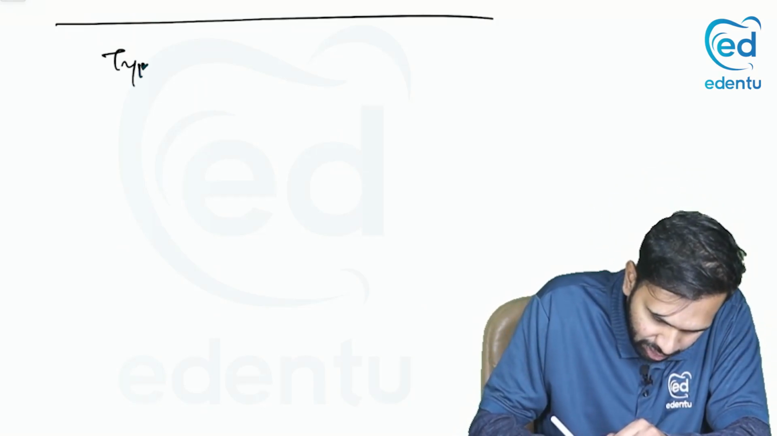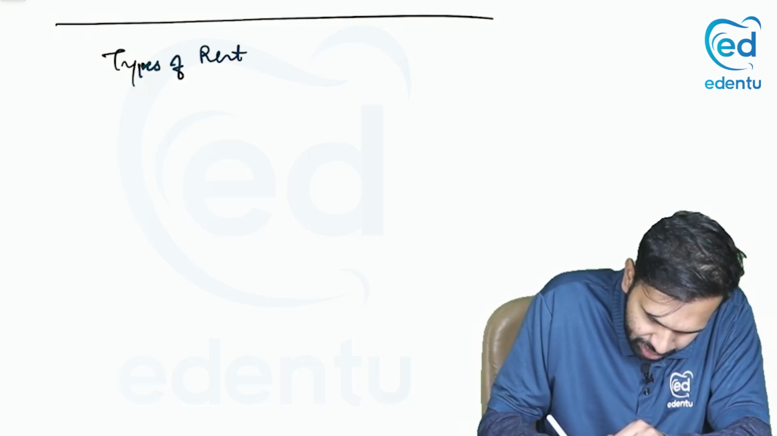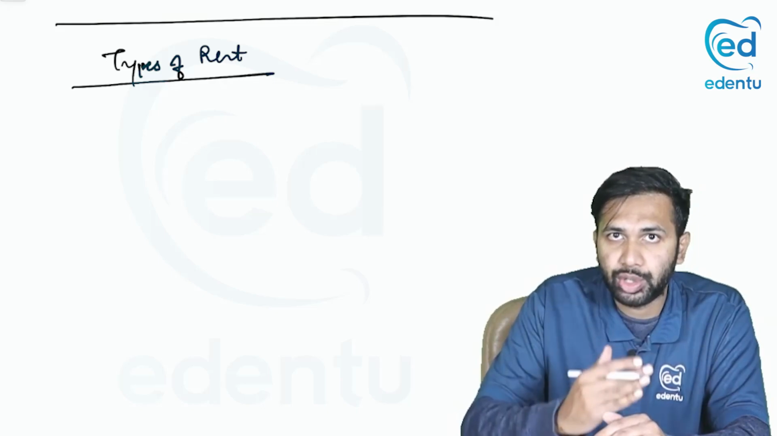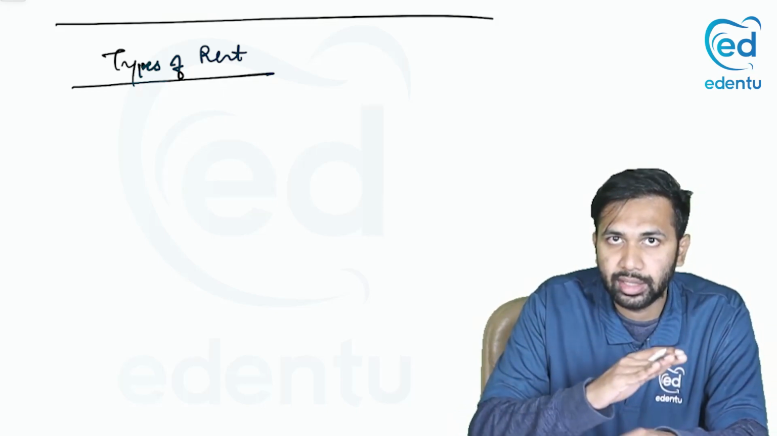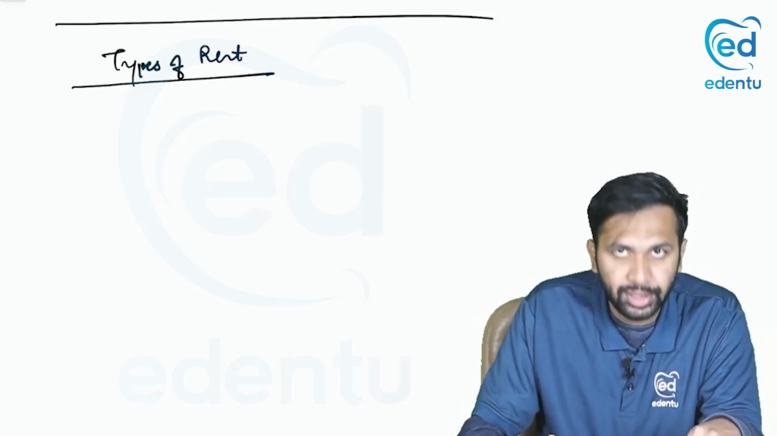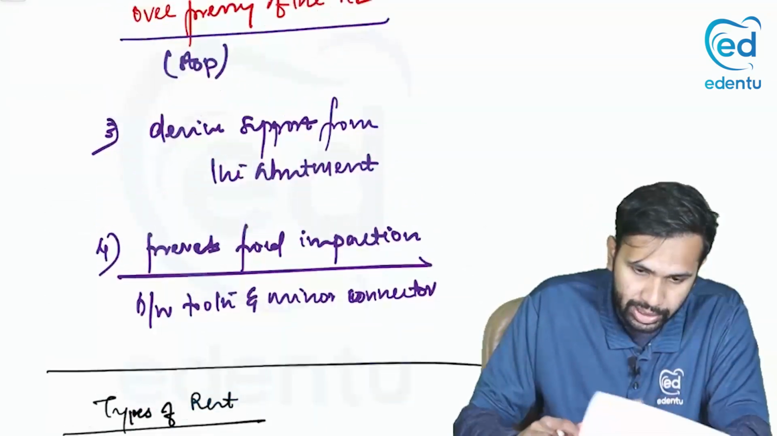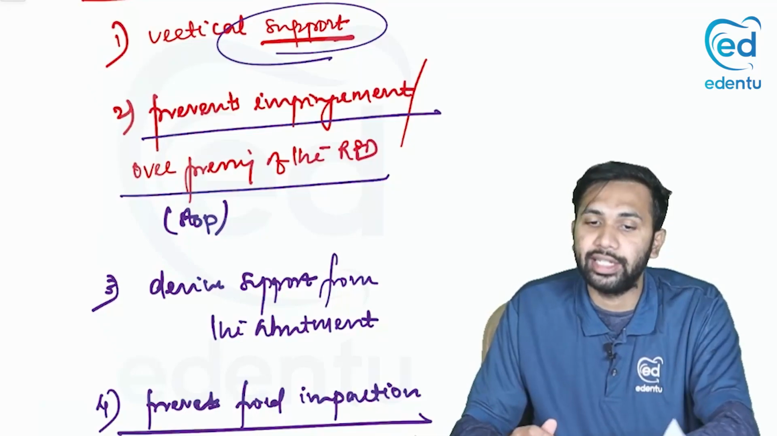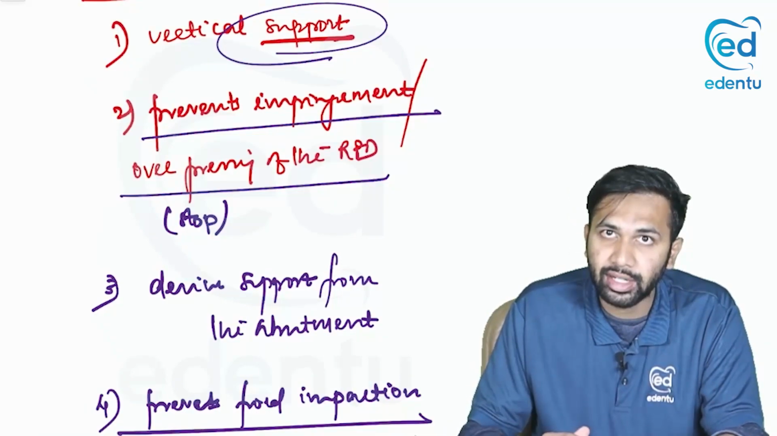Coming to the third part of your rest, that is the types of rest. I told you, depending upon its position, it can be occlusal rest, cingulum rest, or incisal rest. Occlusal rest we have discussed so far. The cingulum rest and the incisal rest, I told you, are rarely given.